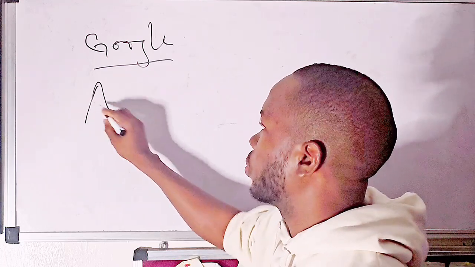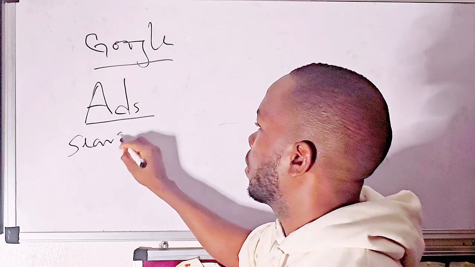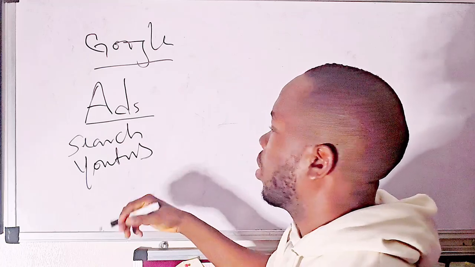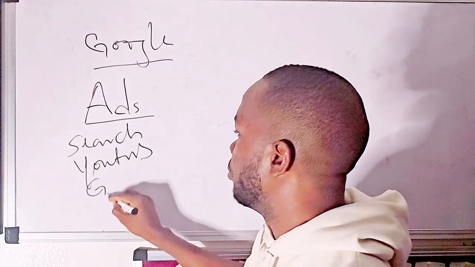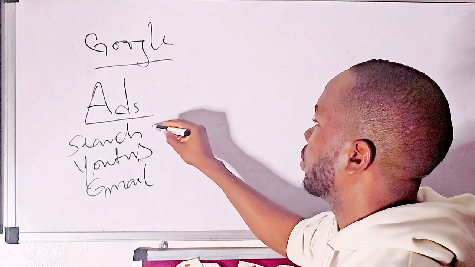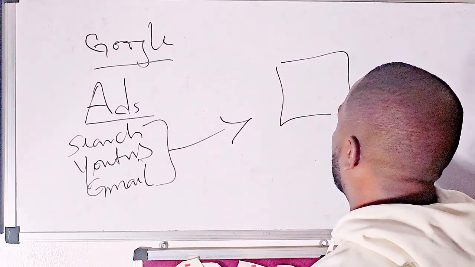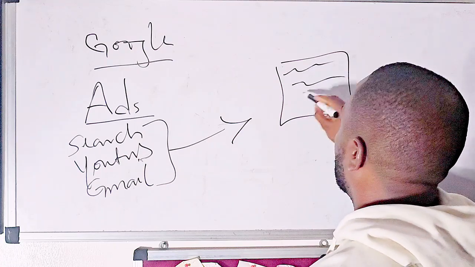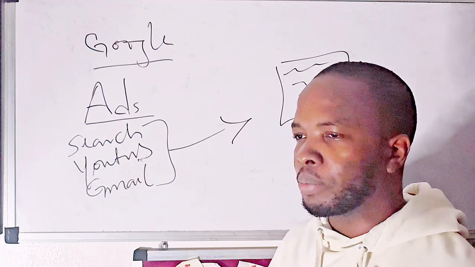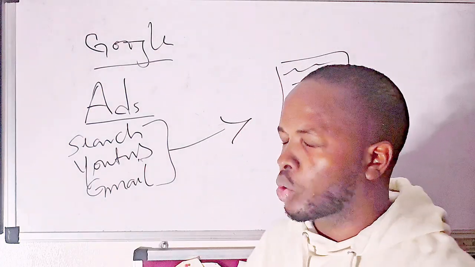So your advert on Google, you set it up. It could be on Google search, it could be on YouTube, or it could even be on maybe Gmail. So when people see your advertisement, they click on the advertisement and they visit your landing page. So this is your landing page, and this is where people take action on your website. And whatever action you want them to take on your website is going to be recorded as a conversion.